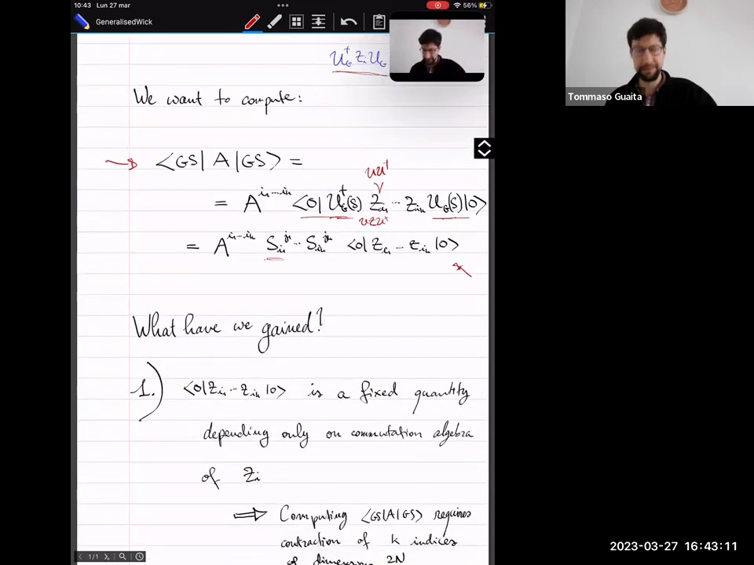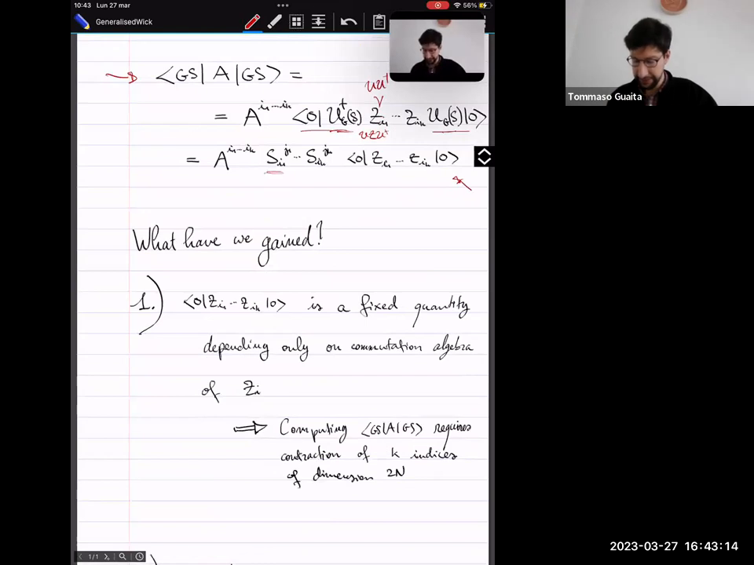And one can ask essentially what have we gained in doing this. And so the first thing that one can notice is that this object that appears here is essentially a fixed quantity. It does not depend on the choice of A, well, except on, let's say, the rank of A, how many Zs you have, this number K of Zs that you had in it. But apart from that, it does not really depend on the coefficients that define A. It also does not depend on the choice of Gaussian state because all that information has been extracted in the S. So this only really depends on algebraic relations of how these Zs commute and how they act on the vacuum state.